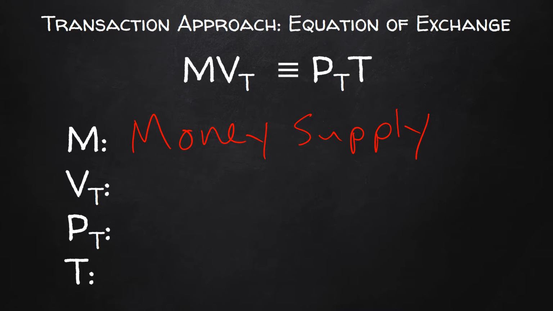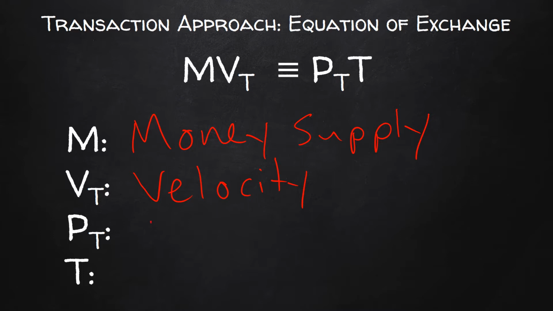Up next is V, our velocity of transactions that take place in the economy. This is the velocity with which money goes through the economy. It's the average number of times that a dollar enters a transaction. So it's how quickly money is circulating through the economy. This is going to be the toughest variable, and we'll show what velocity actually means as we keep moving.